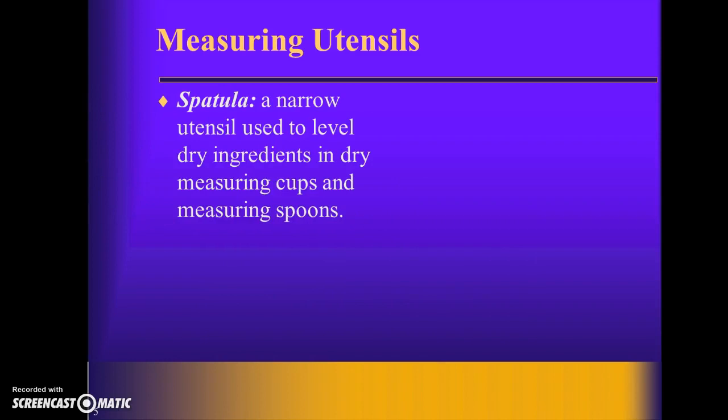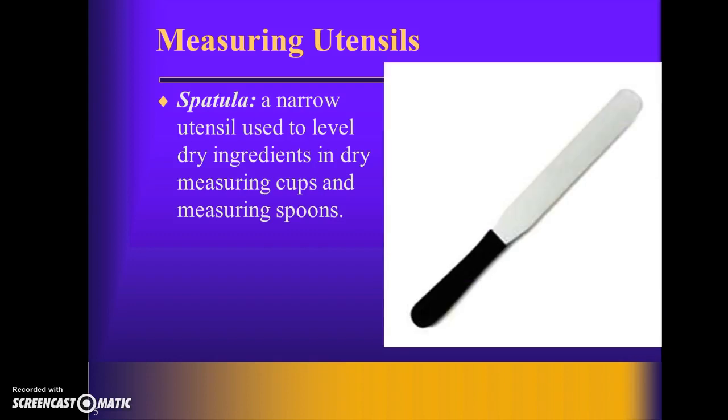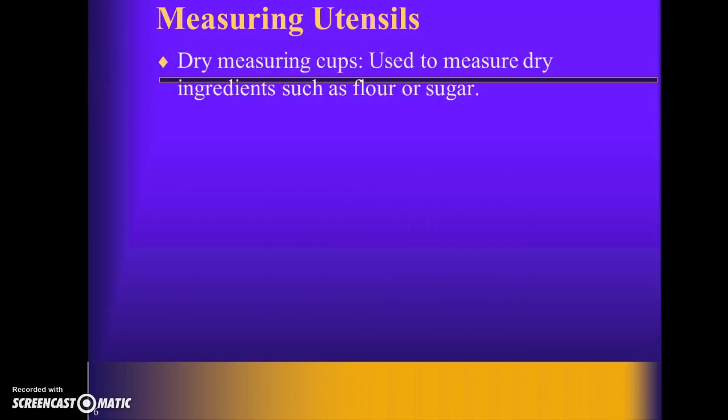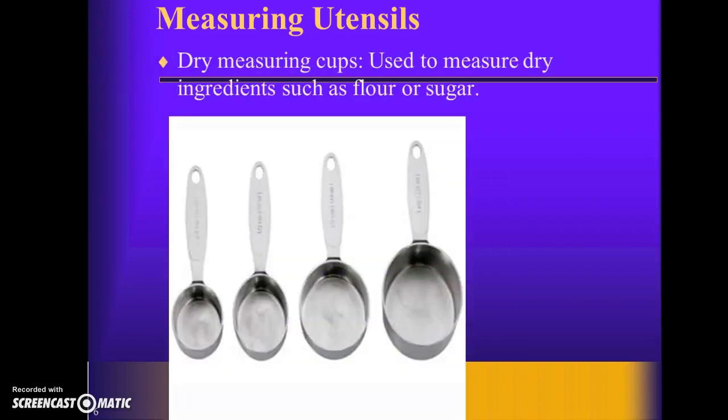Measuring utensils. Spatula, a narrow utensil used to level dry ingredients in dry measuring cups and measuring spoons. Now, they're actually referring here to the straight edge spatula, which is seen here. Please note, this spatula is not like what you refer to as a silicone spatula or the scraper. It's also used to add frostings to cakes.